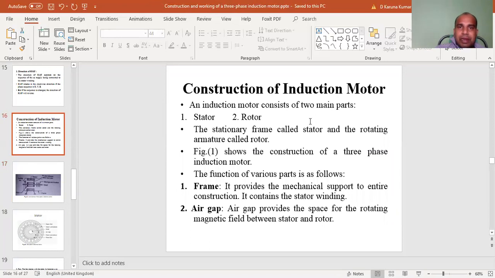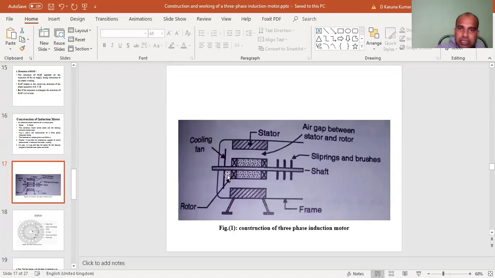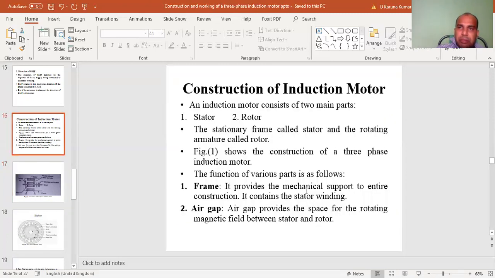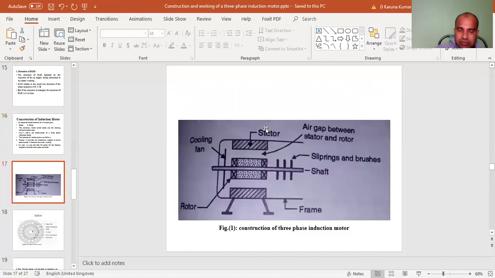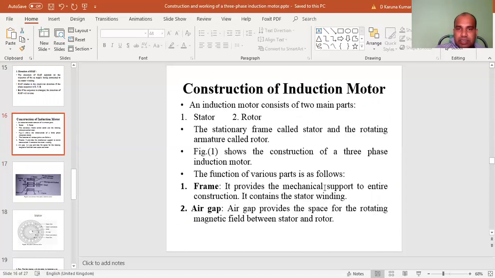The main important parts of the motor are the stator and rotor, but there are other parts of the induction motor: the frame, cooling fan, slip rings, shaft and iron. The frame provides the mechanical support to the entire machine. This surrounding part of the machine is called the frame. In the construction, it contains the stator winding.